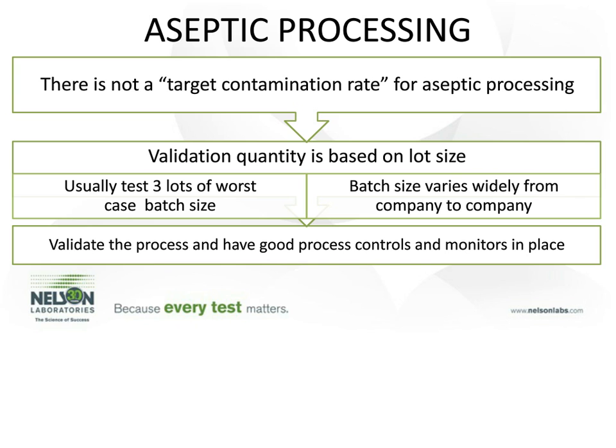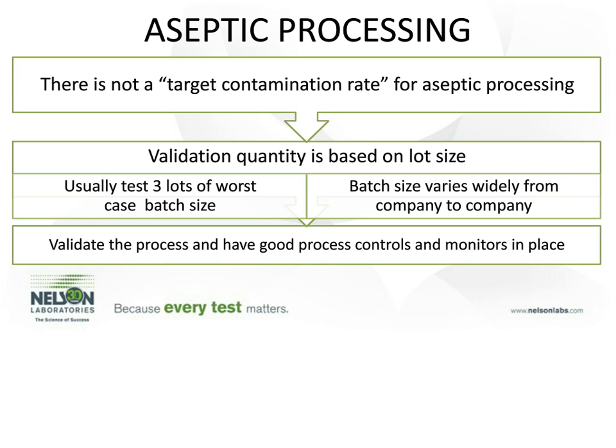A target level for aseptic processing would require that every batch manufactured have a certain quantity of products in that batch, and batch sizes vary widely from company to company and from product to product. So to try and establish a minimum required quantity of products to be tested so you can prove a particular contamination rate is not appropriate.